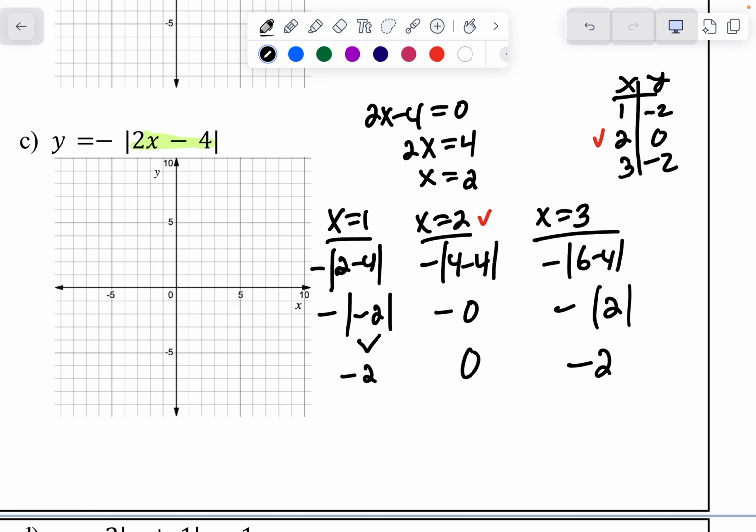So now let's go ahead and make our V. We should get a V shape. Now let me kind of tell you what happens. This will be a little steeper because the 2 kind of makes our slopes 2 instead of 1. This actually moves it to the right a little bit, and this flips it upside down. So we're going to get a flipped V now. If there's ever a negative on the outside of the absolute value, it will be flipped upside down. Okay, so let's verify that that's what happened. At 1, we are at negative 2. At 2, we're at 0. At 3, we're also at negative 2.